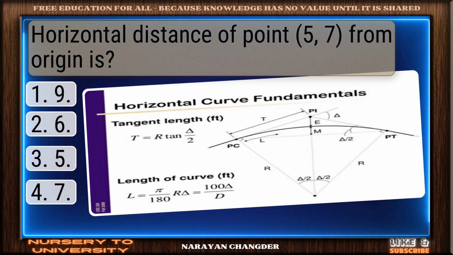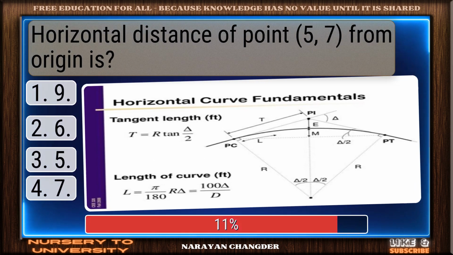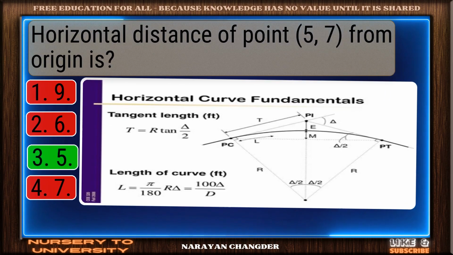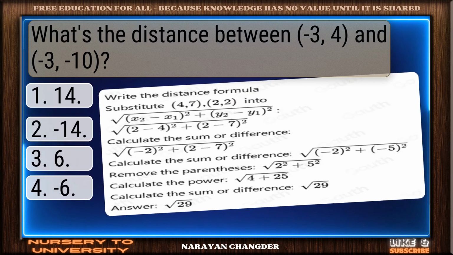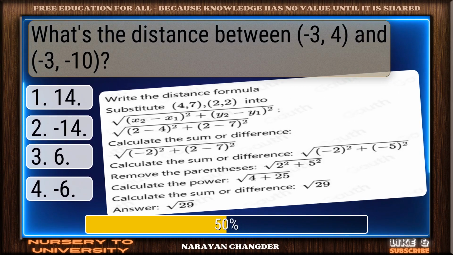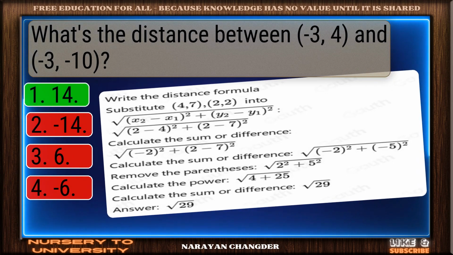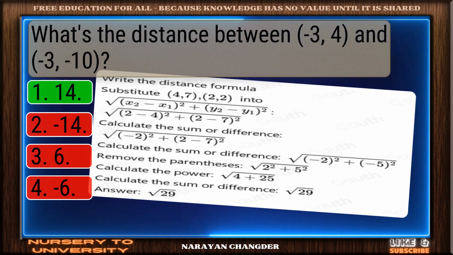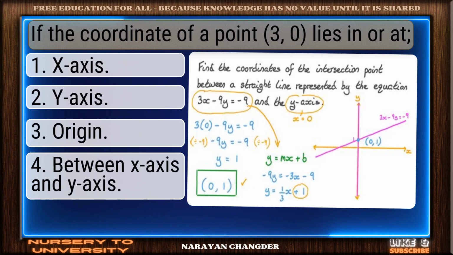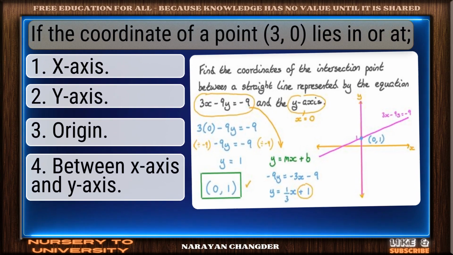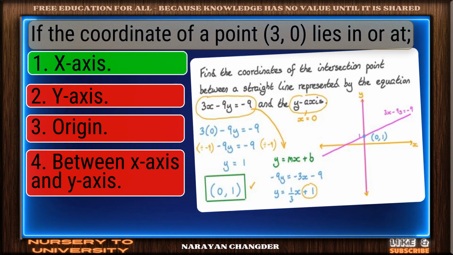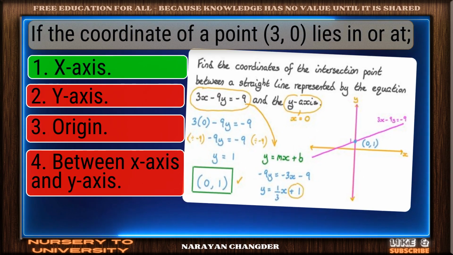Question number 123. Horizontal distance of point from origin is? Exactly. 5 makes sense and it is the right choice. Question number 124. What's the distance between and? Correct response. 14 is the most accurate answer. Question number 125. If the coordinate of a point lies in or at? Nice selection. X-axis is the correct and valid answer.